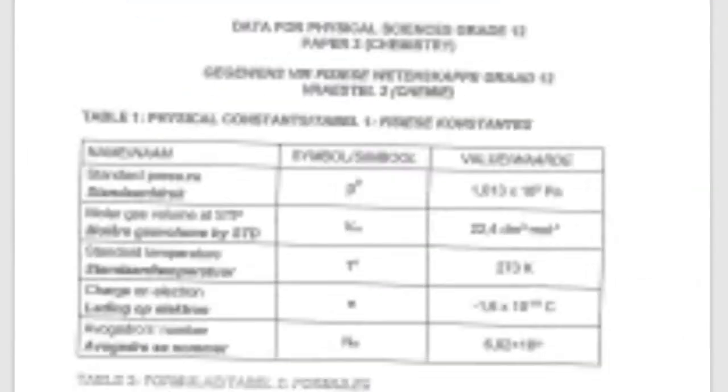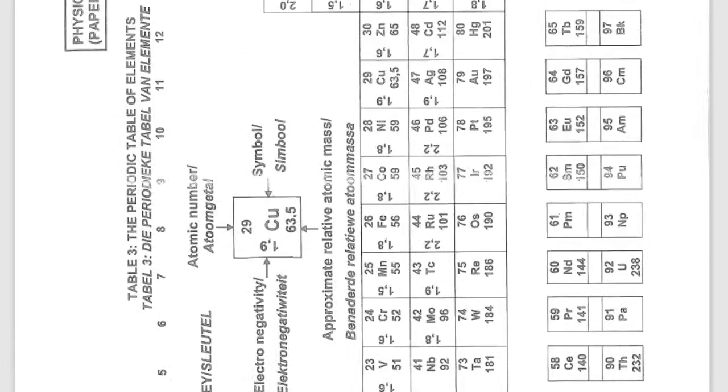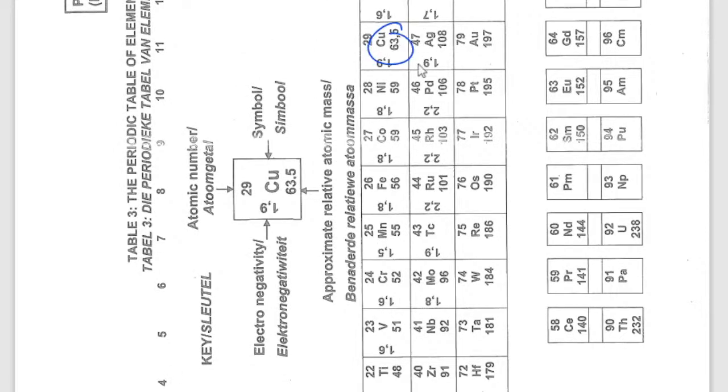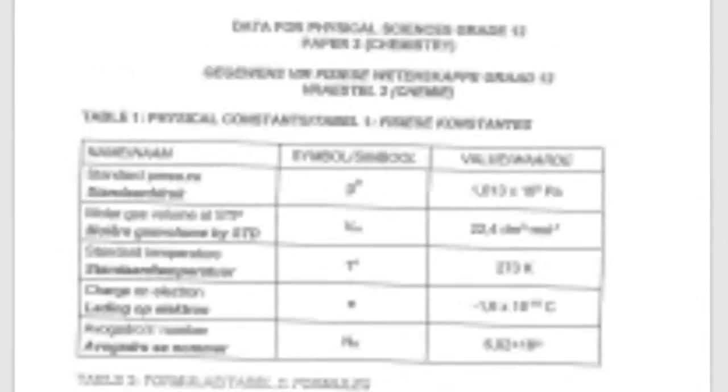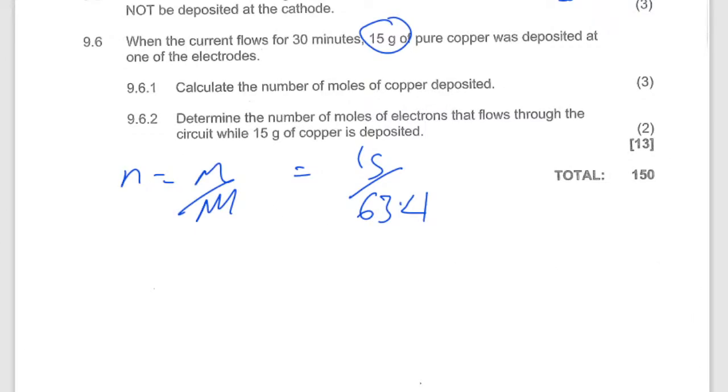Copper is supposed to be here. It's 63.5, and then the number of moles is going to give you 0.24 moles. Yeah, simple. And then you get your marks. Determine the number of moles of electrons.